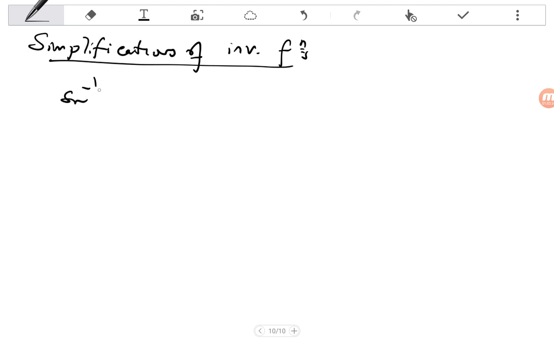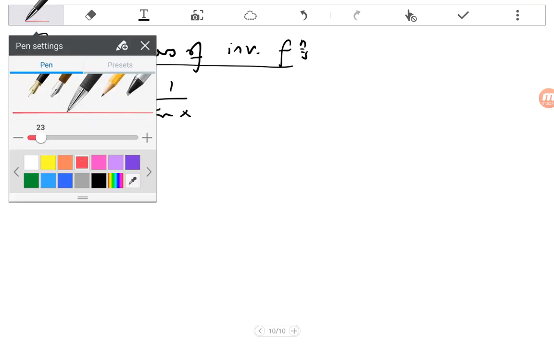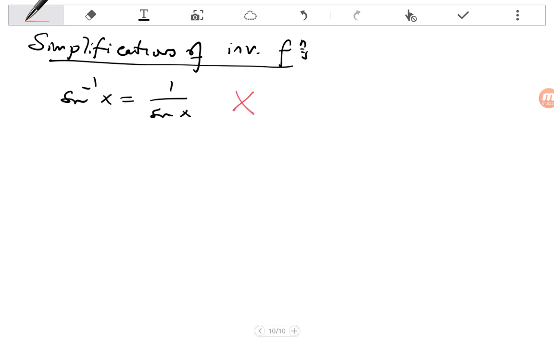I just need to ask you a question. Is sine inverse x equal to 1 over sine x or not? No, these are different concepts. A sine inverse x is not a power. We learned before that sine squared x is sine x all squared. Yes, that is correct. But sine inverse x is not sine of x all to the power negative 1.